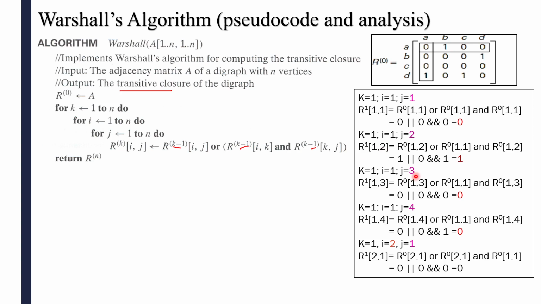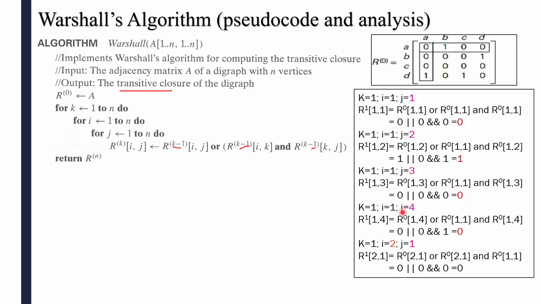Next you increment j and the j value becomes 3 now. You substitute the j value in the place of j here, that is 3 and this is 3 here. So this first row and third column is 0, first row, first column is 0 and this is 0. If it is 0, then you will get 0 here.